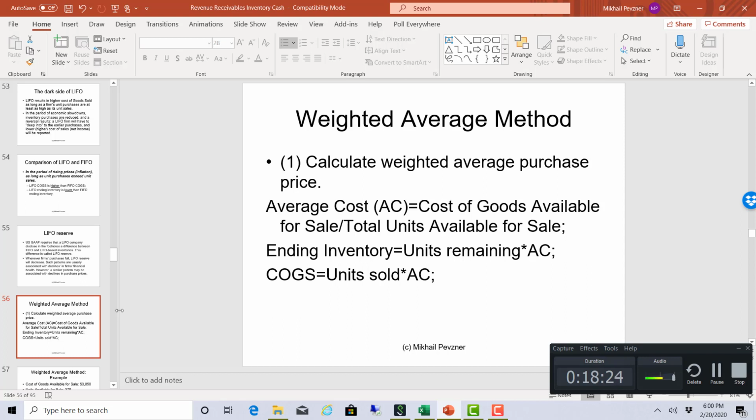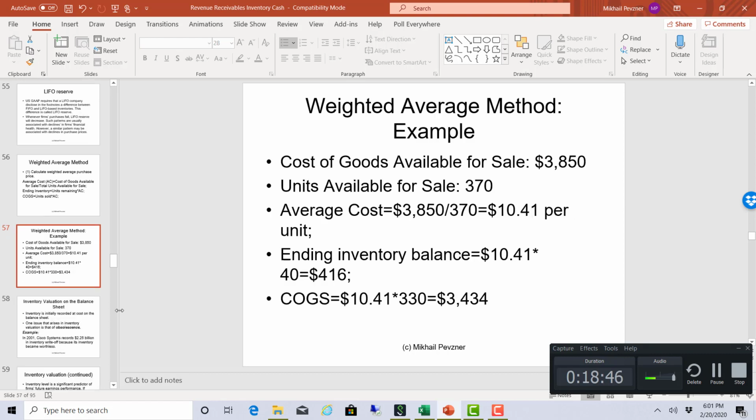Weighted average method, we talked about it. It's basically like calculating your GPA. You take the total cost of goods available for sale divided by the number of units available for sale. That's the average cost, and you multiply it by the number of units remaining to get the ending inventory, and by the number of units sold to get the cost of sales, which is what I did in my example.